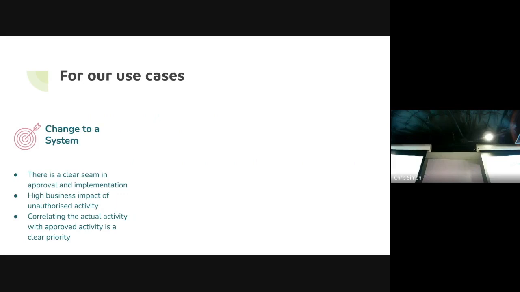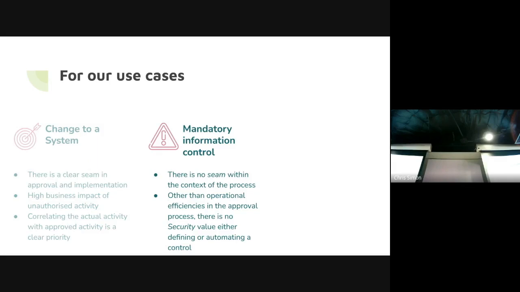So for our use cases, when you're talking of the change to a system, there is a clear seam, regardless of the heuristic, that talks about a high risk impact. And therefore, prioritizing that control is definitely a clear priority. But then when you start looking at the mandatory information control, it's really more of a business efficiency automation. And there is nothing wrong with automating for business efficiency. It's a really great thing to do. But that does not have security value. And our conversations are not about business efficiencies, but about the security value.